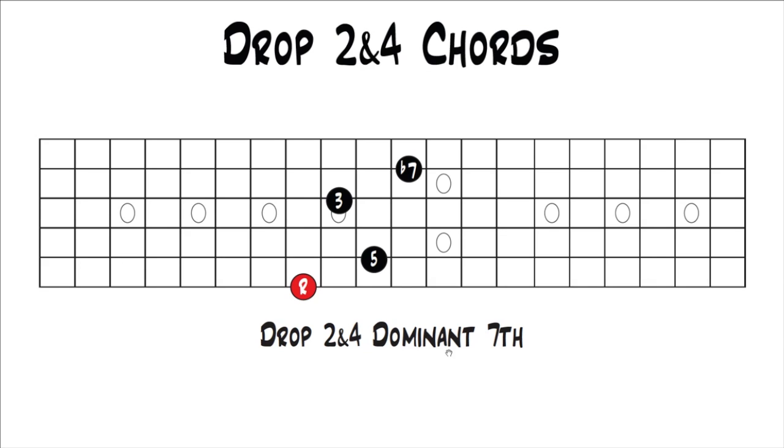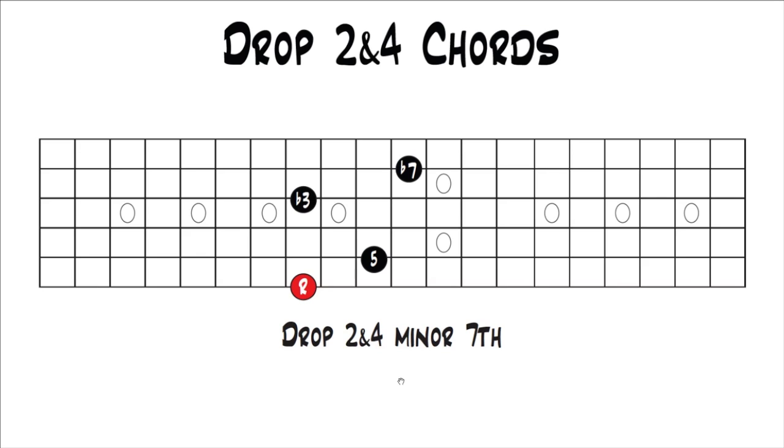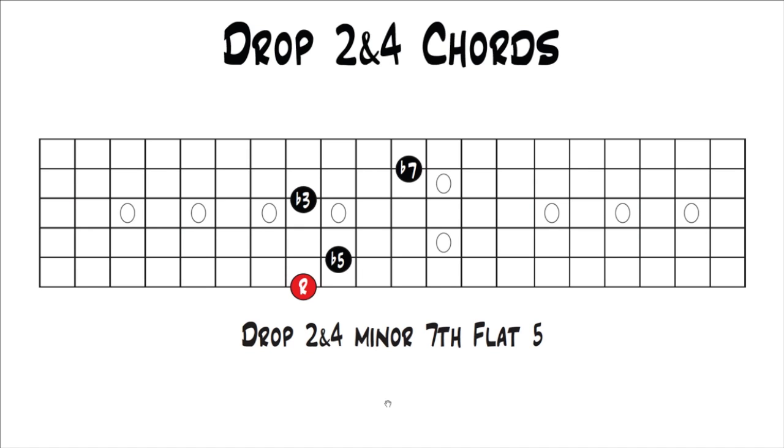To get to a minor 7, you know that you're going to lower the 3rd down half a step to get to a minor 3rd or a flat 3. So that's your drop 2 and 4 minor 7th with a 6-string root. To get to your minor 7 flat 5, you know you're going to move your 5th down half a step to the diminished 5th or flat 5. So that's your drop 2 and 4 minor 7 flat 5 with a 6-string root.